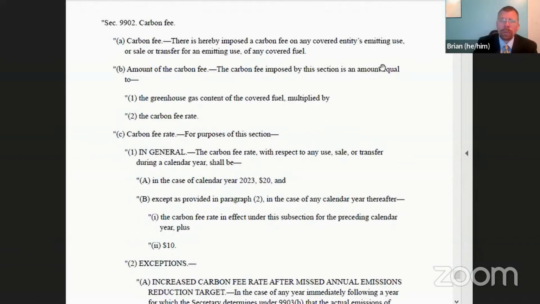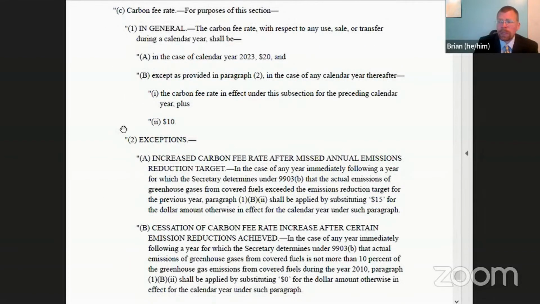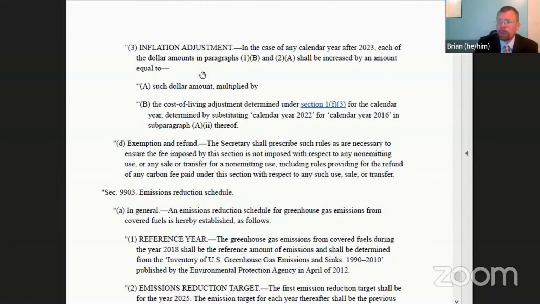Section 9902 is where we get the actual carbon fee. There is hereby imposed a carbon fee on any covered entities emitting use or sale or transfer for an emitting use of any covered fuel. Subsection C sets the carbon fee rate starting at $20 per metric ton for the calendar year 2023, and actually it wouldn't go into effect until near the end of calendar year 2023, but that'd be the starting rate. And then for calendar years thereafter, it would be an additional $10. And that $10 would also be adjusted for inflation in paragraph 3. So it'll be adjusted for inflation, however much the prices have gone up since calendar year 2022, to make sure that $10 increase is still a relevant increase.